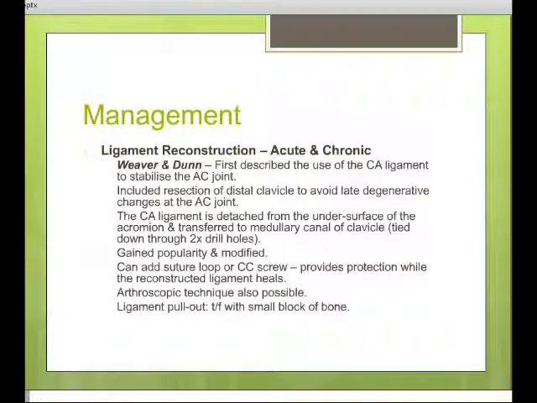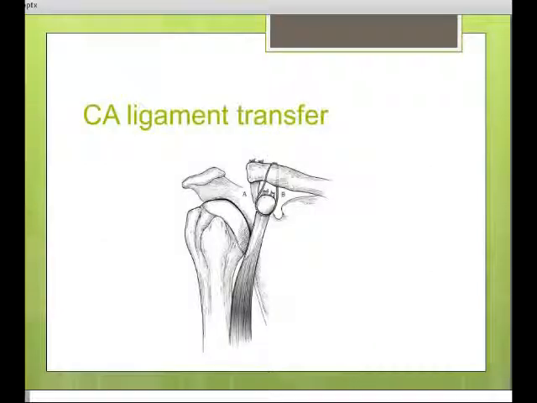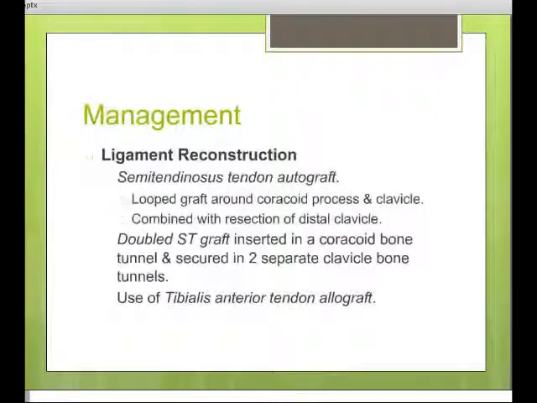Now that's an illustration of an example where the ligaments, the CA ligament usually goes here, and that's been taken off and attached to the distal clavicle, and here they've got a suture loop protecting it. Hamstring grafts have also been used. A loop graft around the coracoid process and clavicle, and this can be combined with resection of the distal clavicle.